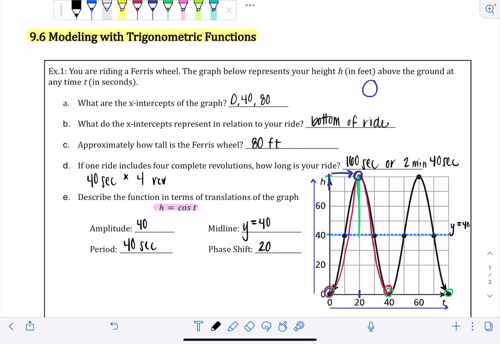So one more time, the phase shift is coming from the fact that typically with cosine, we would start at 0 and then be at a maximum, but we're not starting at 0 at our maximum. Our first maximum is happening, let me erase some of this, it's a little cluttered, right here, which instead of at 0, is happening at 20 seconds, and then our high point is 80. So phase shift of 20.